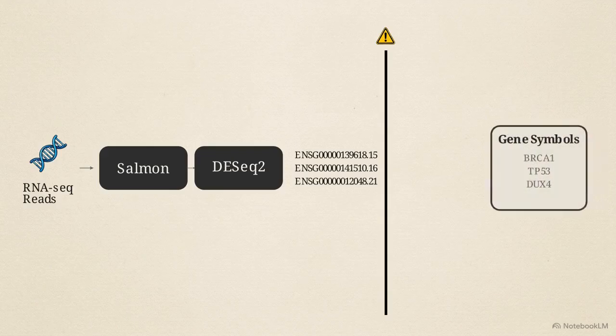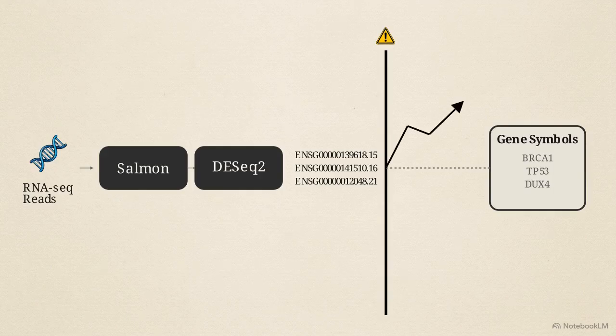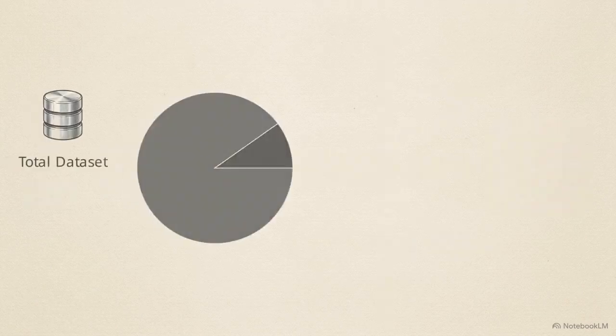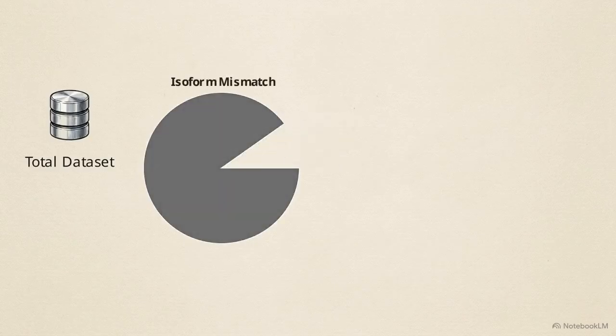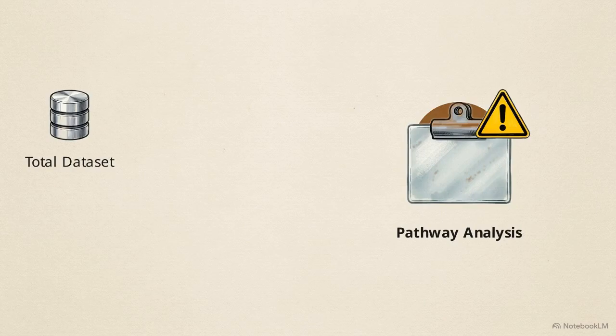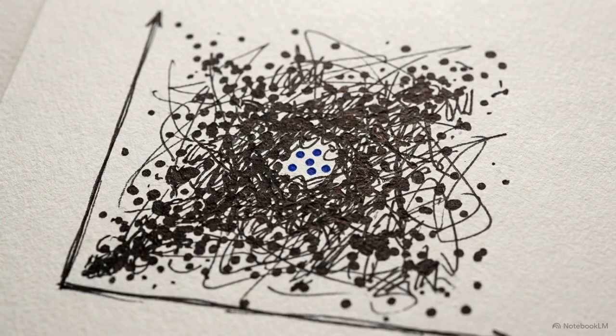You must convert these into human-readable gene symbols, but this simple step splits into multiple points of failure: broken web addresses, outdated gene versions, or dropped symbols from mismatched reference tables. If the mapping step drops 10% of your data or mismatches an isoform, the downstream pathway analysis carries that error forward. Inconsistent annotation doesn't just lose data, it introduces noise that can obscure the biological signal you're trying to find.